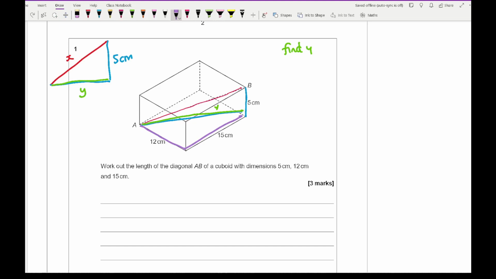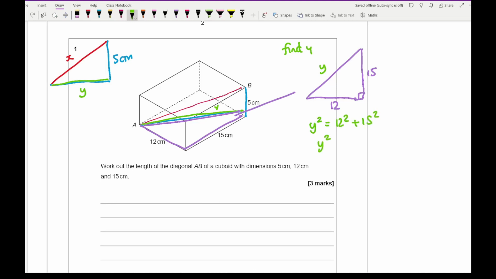So if I take this base triangle out, which uses y, then y is the diagonal. Looking at the diagram, this length here is going to be 15 and this length here is going to be 12. So all I then need to do is use Pythagoras to work out what y is. From this I get y squared equals 12 squared plus 15 squared.